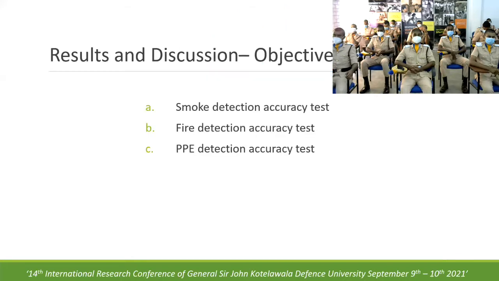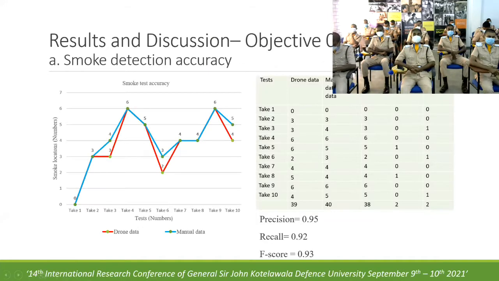Objective two contains three accuracy examinations, which are enrolled in the case study. The first one is the smoke detection accuracy test. The data chart I used for analysis contains drone data, meaning counts taken by the drone, and manual data, meaning counts taken by a safety officer. Here we have to keep in mind that the manual data is always 100% true, because we have to compare the drone detection with true data.